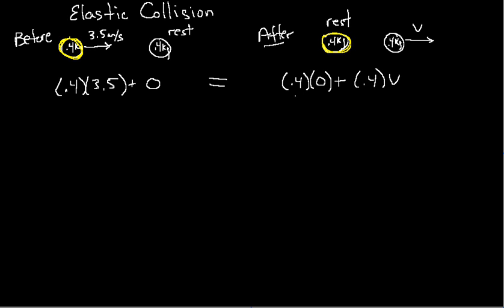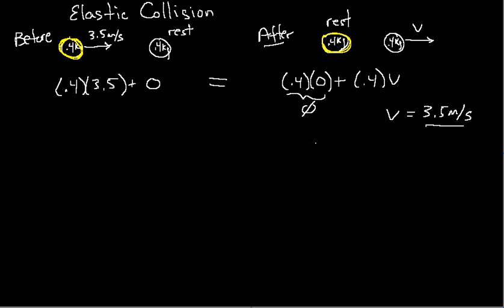Well, if you look at this, this is going to be 0. So you've got 0.4 times v equals 0.4 times 3.5. Immediately you can see that v has to equal 3.5 meters per second. In order for this side to equal this side, this has to be the solution. So if this one comes to rest, this ball has to have the same momentum as this one had before the collision. Now they might ask, what's the kinetic energy of the ball after the collision?